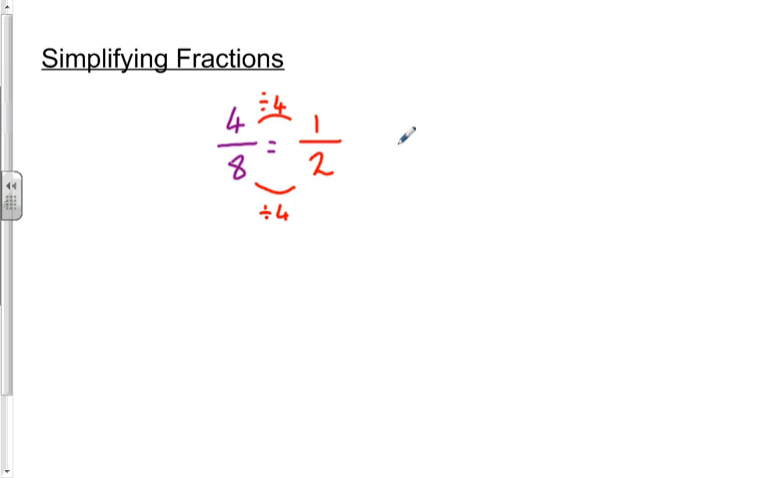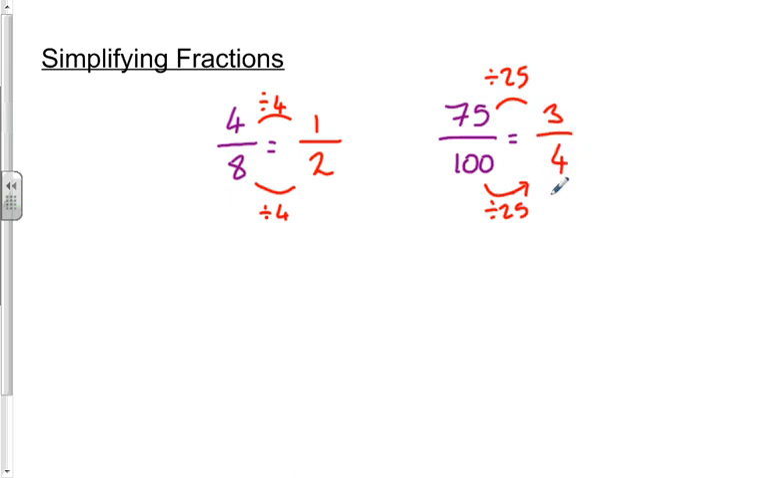Now we can do this with any fractions where the top and the bottom share a factor. So if we had even as big as something like 75/100, well, the top and the bottom both share a factor of 25. So I can divide the top by 25 and the bottom by 25. And that will give me 3/4.